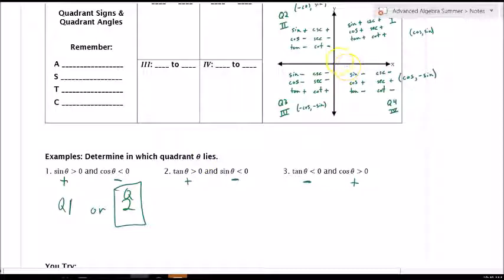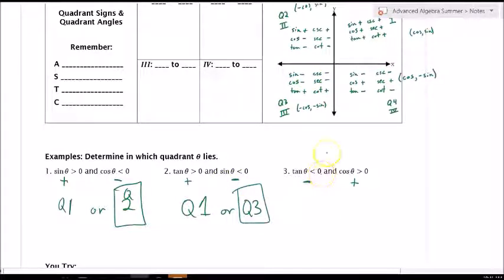Tangent is positive. So let's see, it's positive here in quadrant 1, and it's positive here in quadrant 3. Now I want sine to be negative. So sine is negative, let's see, it's not here, not here. I know my answers are 1 or 3. So it's not negative here, but it's definitely negative here. Therefore my answer, quadrant 3.